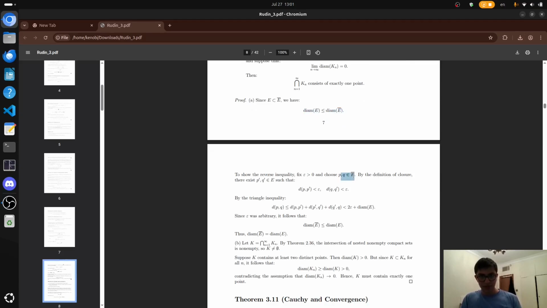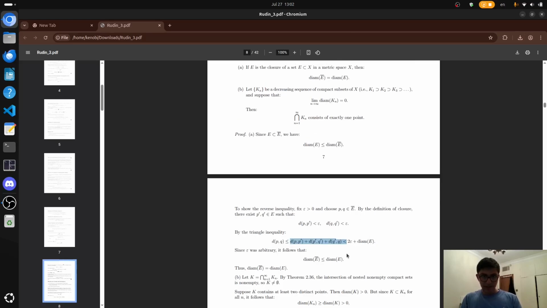We choose P, Q in the E closure. There exist P prime, Q prime in E such that the distance from P to P prime is less than epsilon, and the distance from Q to Q prime is less than epsilon. So the distance from P to Q, by the triangle inequality over here, is going to be less than 2 epsilon plus the diameter of E, and since epsilon is arbitrary, we get this. And when we combine it with this expression over here, we're going to get the diameter of E equals the diameter of E closure.